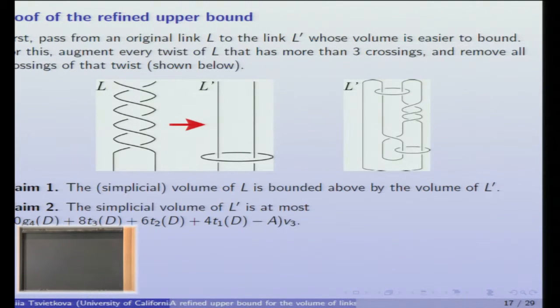And, well, we have to prove two simple statements. One is that, indeed, when we do this, the simplicial volume of our first link will be bounded above by the volume of the link we obtain. And the second claim is that the simplicial volume of this link that we will obtain is at most what we got, right? So 10g4 plus 8t3 plus 62 plus 41, and so on.